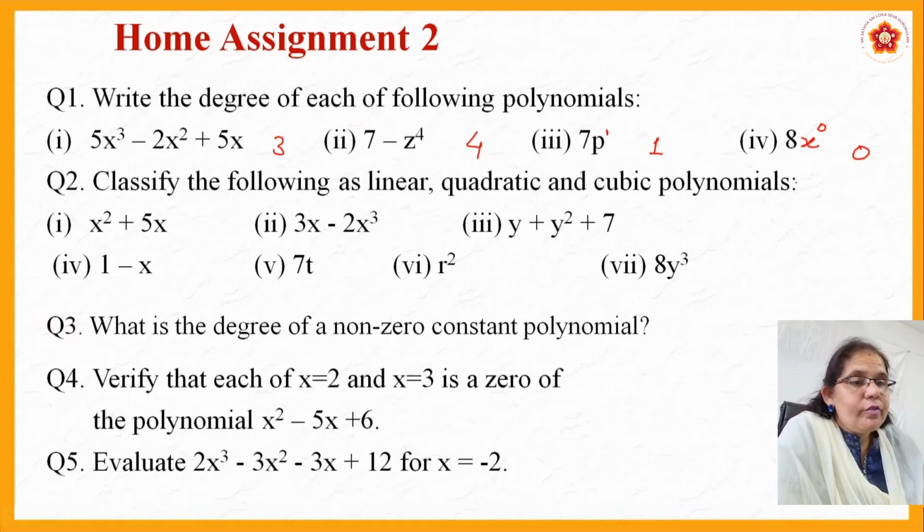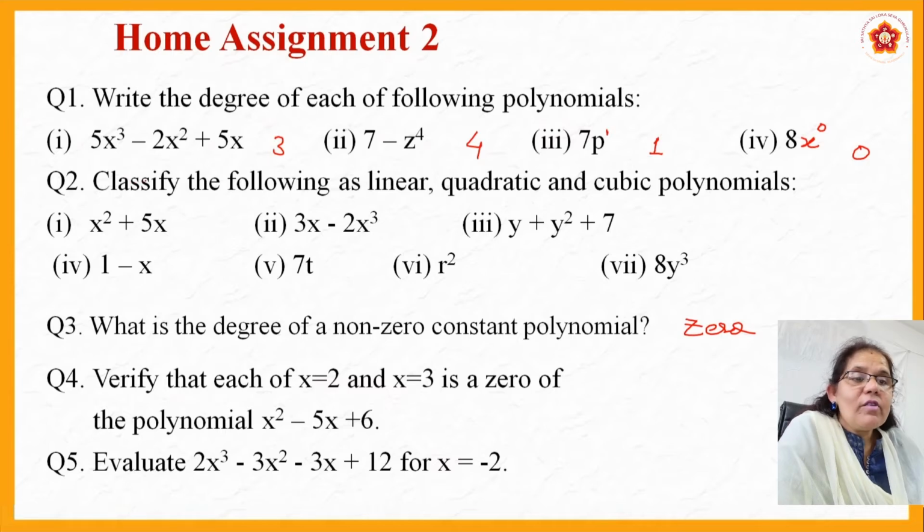And here only if you see, question number 3 is similar to question 1 fourth part. What is the degree of a non-zero constant polynomial? So 8 is a non-zero constant polynomial. So degree of a non-zero constant polynomial is 0.